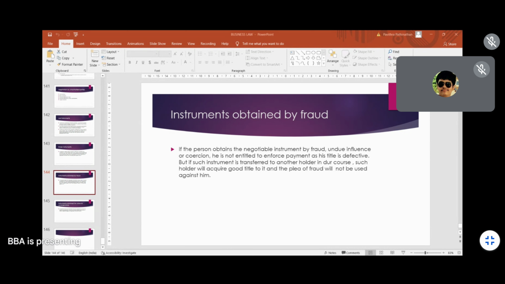But let's say that B has coerced A into transferring the title of the negotiable instrument to B. Okay, and B in due course of time has transferred this title to another person called C. Now A cannot go and sue C. A can only prosecute B, but A cannot go and sue C. Okay, so this is instrument obtained by fraud.